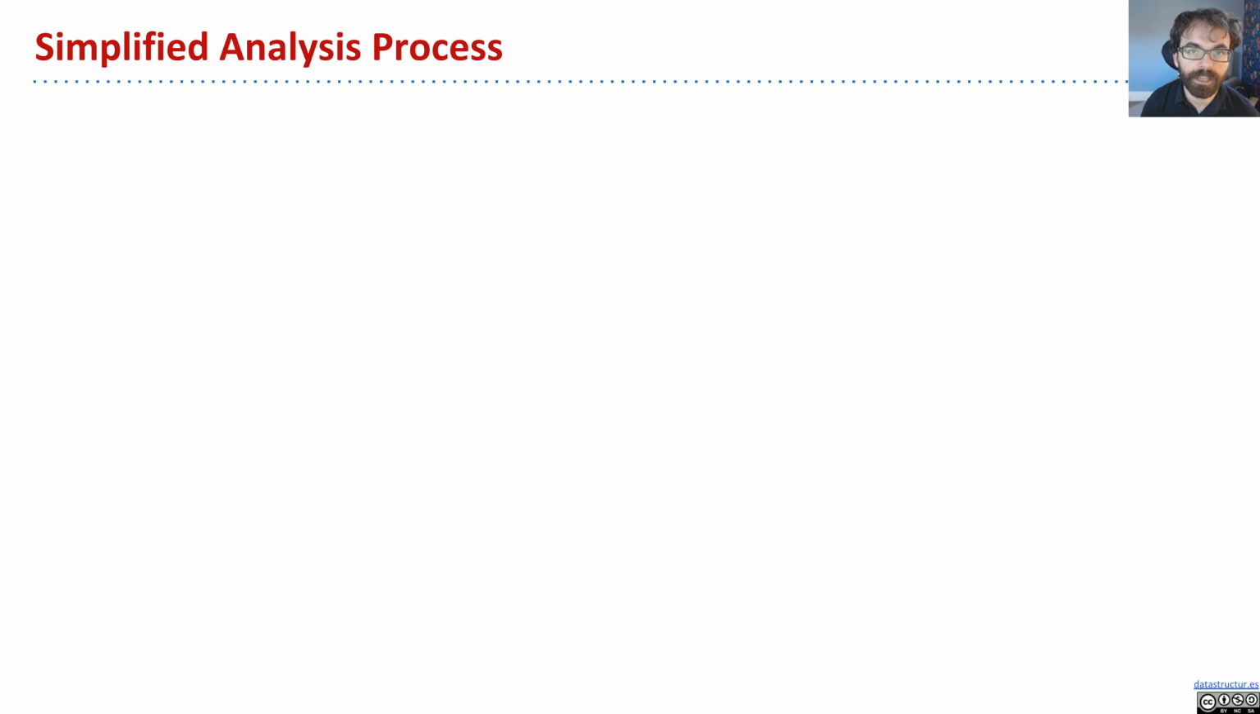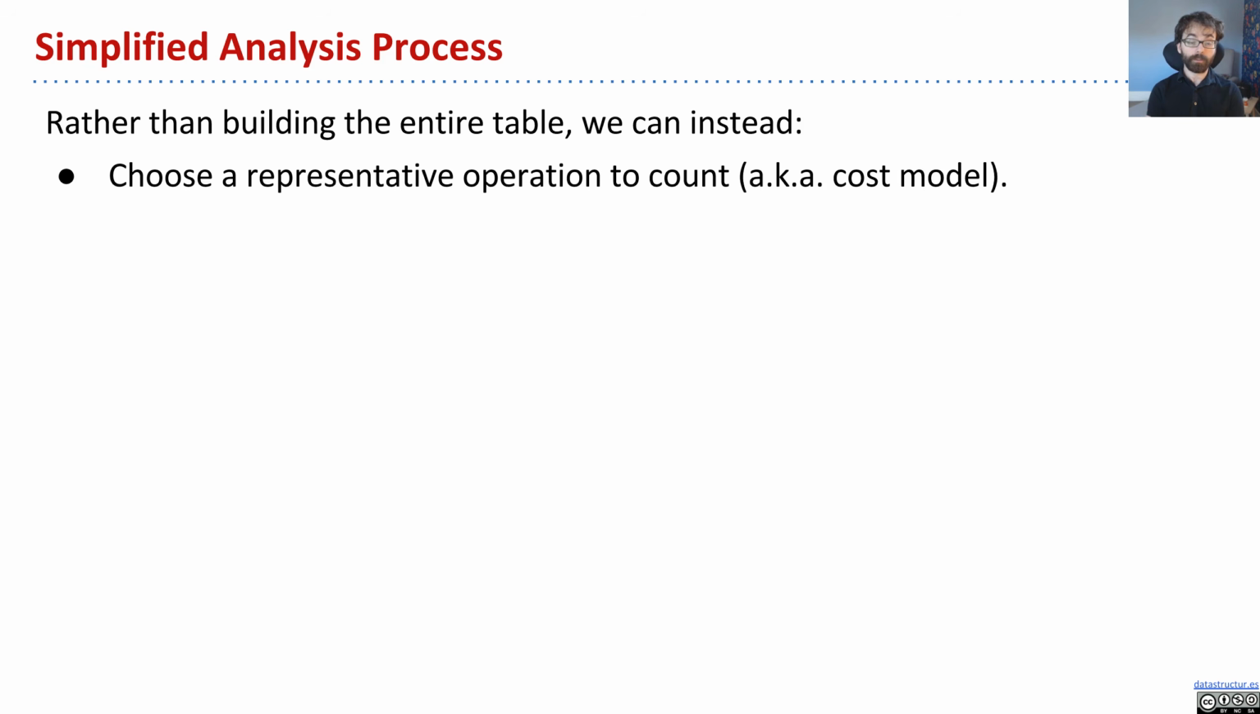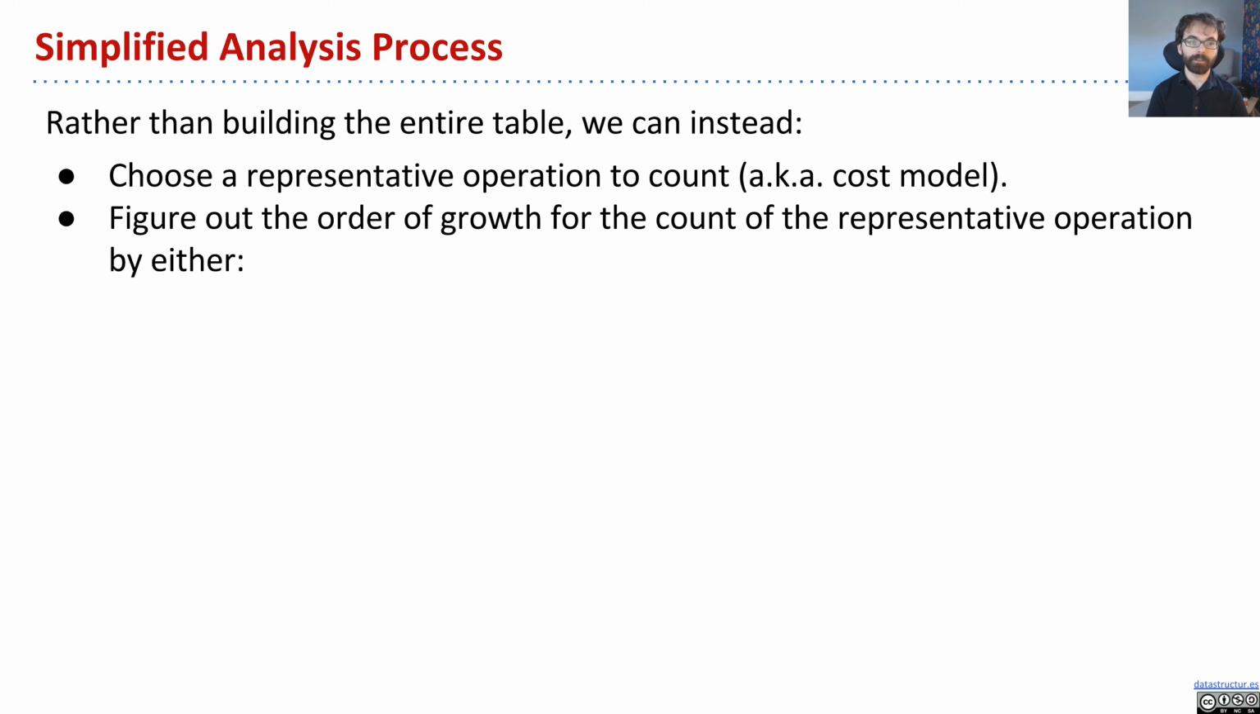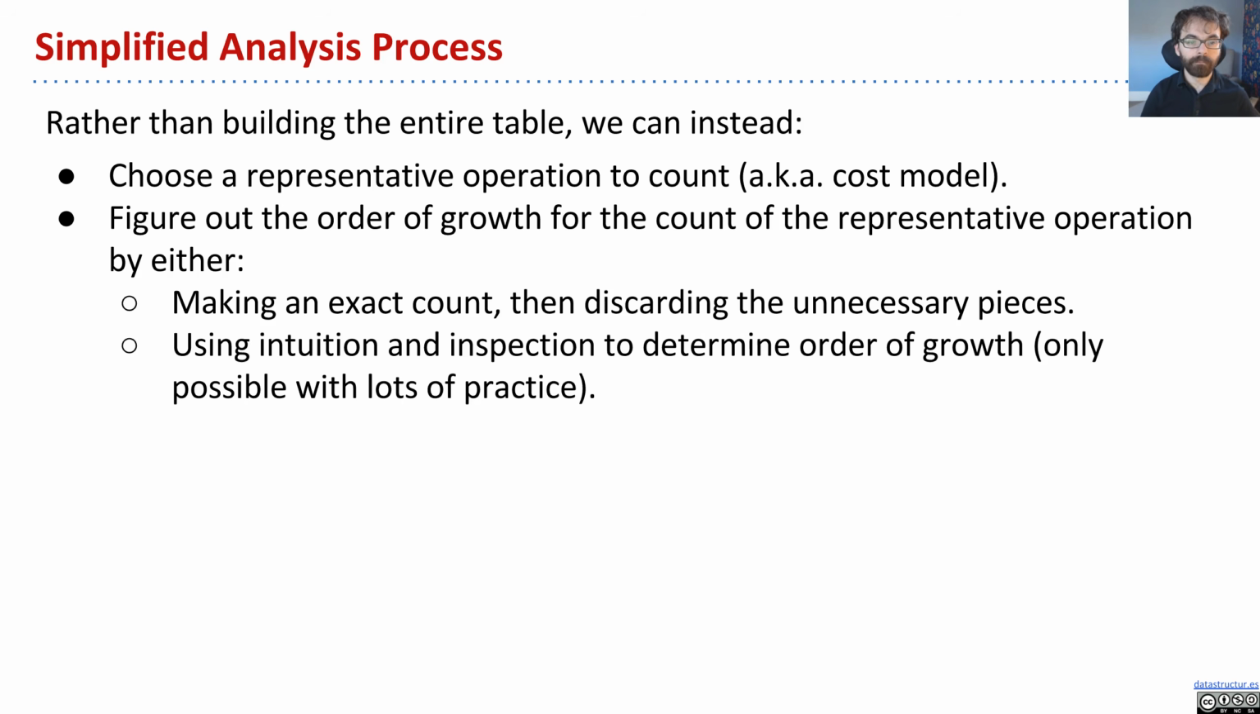Given those nice simplifications we've just discussed, I'm going to propose now an alternate, much simpler analysis process. In this case, rather than building the entire table, we're going to first choose a representative operation to count, which we called our cost model. And then we're going to figure out the order of growth of the count of the representative operation by either making an exact count and then throwing away the pieces we don't need, or using our intuition or inspection to figure out the order of growth directly.